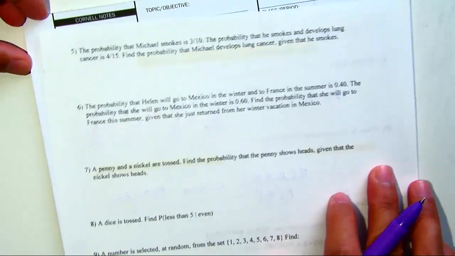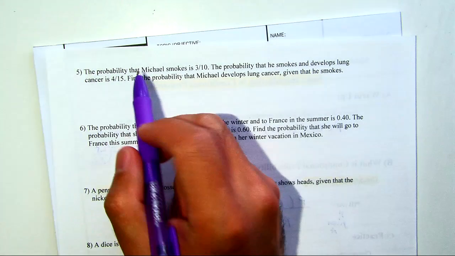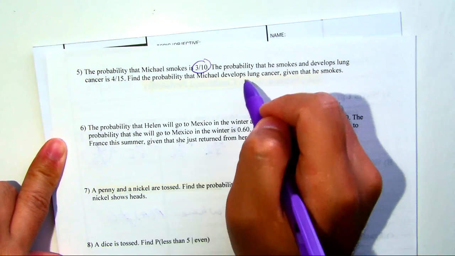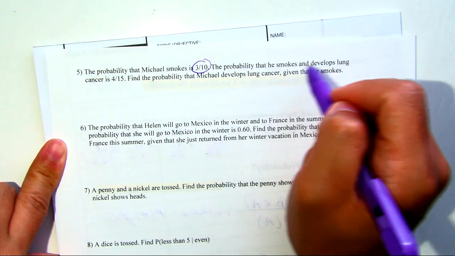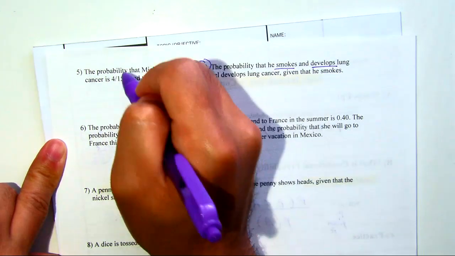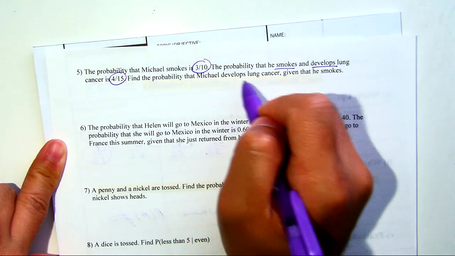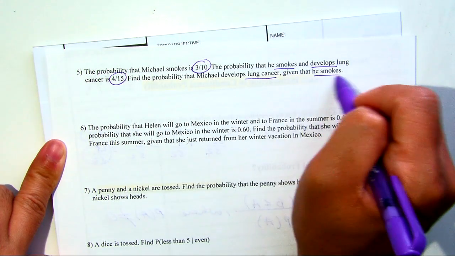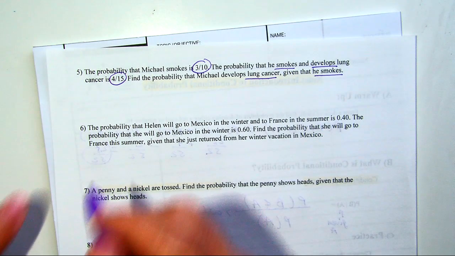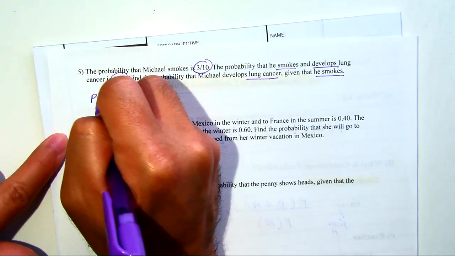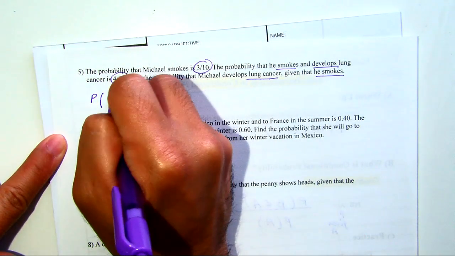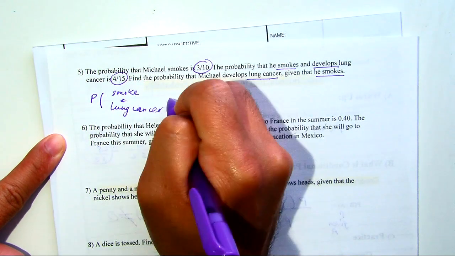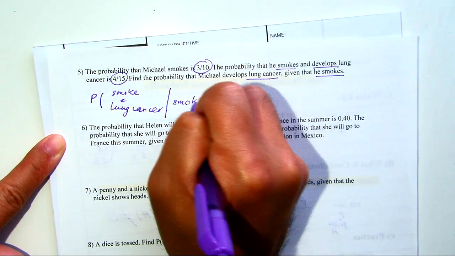Alright, number 5. The probability that Michael smoked is 3/10. What is the probability that he smoked and developed lung cancer is 4/15. We want to know the probability that he will get lung cancer if he smokes. So the first thing we do is write down the conditional statement: smoke and lung cancer given that he smoked.